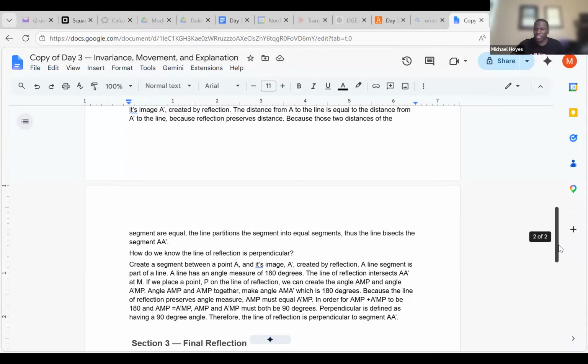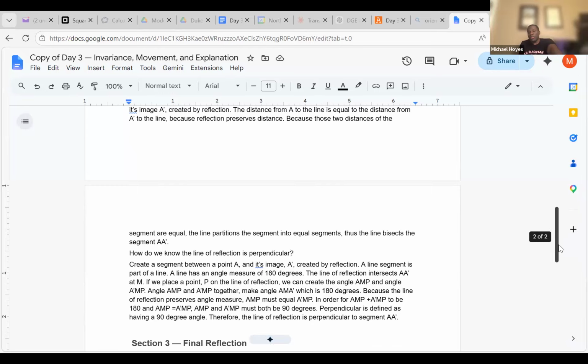Obviously, we had to use definitions of lines and some definitions of things to pull stuff out. But from reflection, all from this idea of preservation of distance and preservation of angle measure, they have to be the same. That gives us a lot of this information. Does that make sense? It does. Okay.